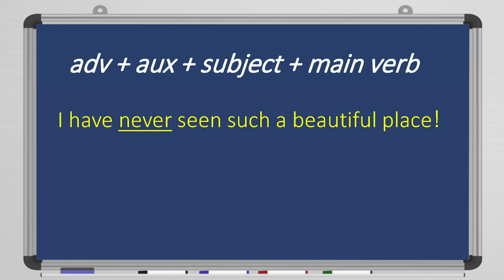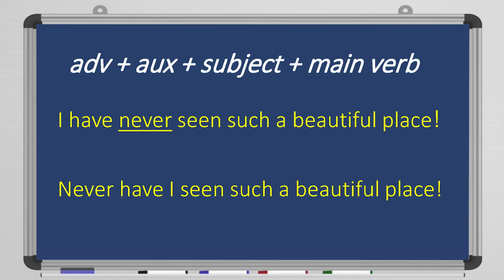I have never seen such a beautiful place. This is our regular sentence. Let's give it a little bit of emphasis. Where's our adverb? It's never. Exactly, it's never. So we're going to start with it. Never, and then we're going to add our auxiliary. Where is it? Or our modal. Have. Never have. And then what do we add? We add the subject. Never have I. Then we add our main verb, seen such a beautiful place.